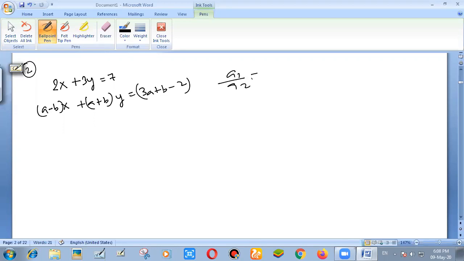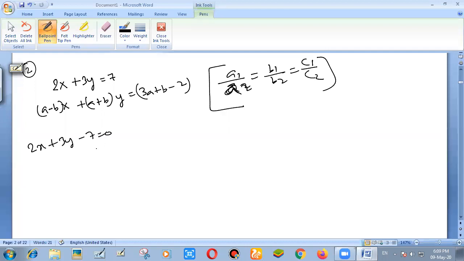Tell me, what is the condition for infinite number of solutions? a1 by a2 equal to what? b1 by b2 equal to what? c1 by c2. Yes or no? Now see here, the condition is that a1 by a2 equal to b1 by b2 equal to c1 by c2. So you have to find the values of a and b for which this condition will be satisfied. Yes or no?